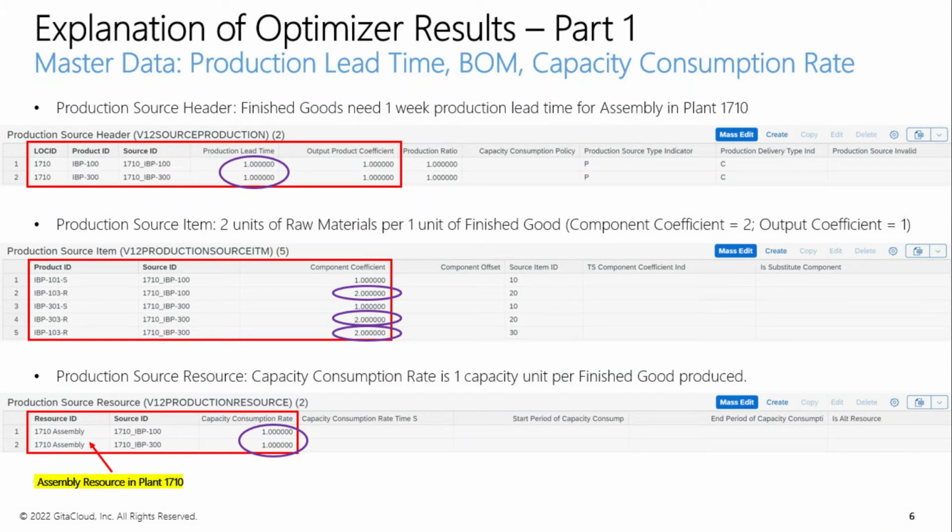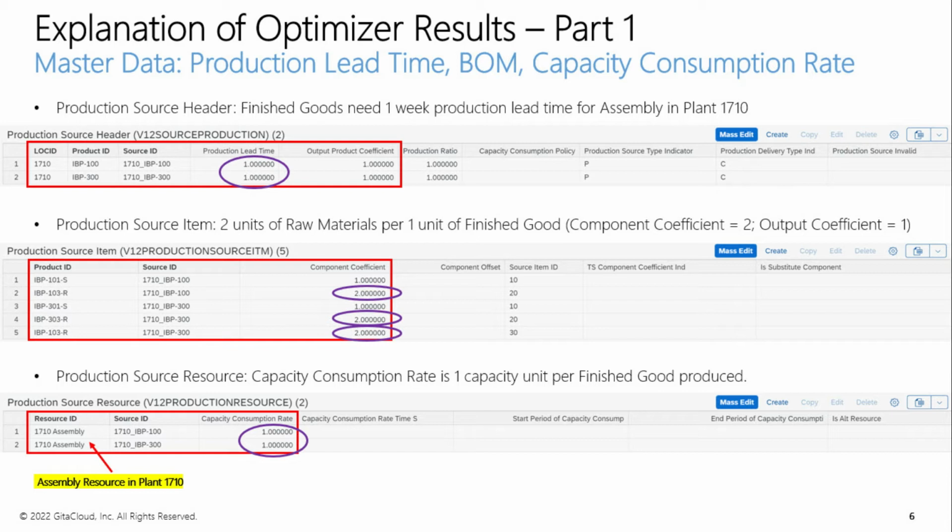Let's also review production-related master data in the Plant 1710. Production source header master data is used to model production lead time as 1 week to assemble the finished goods. Production source item master data is used to model bill of material relationships. It takes 2 units of raw material to produce 1 unit of finished good. We will focus only on the raw materials to keep things simple. You can ignore sub-assemblies IBP 101S and IBP 301S for this series.